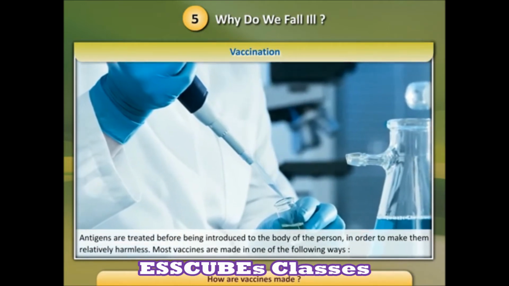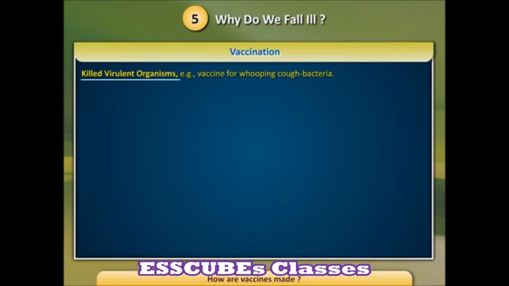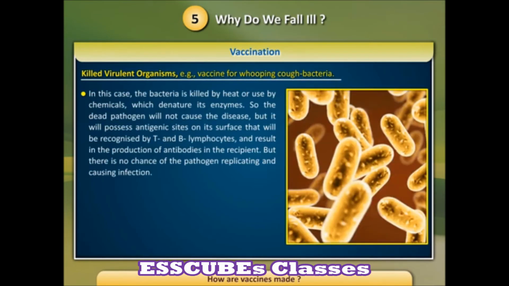Most vaccines are made in one of the following ways. Killed virulent organisms, for example, the vaccine for whooping cough bacteria. In this case, the bacteria is killed by heat or use of chemicals, which denature its enzymes, so the dead pathogen will not cause the disease, but it will possess antigenic sites on its surface that will be recognized by T and B lymphocytes and result in the production of antibodies in the recipient. But there is no chance of the pathogen replicating and causing infection.